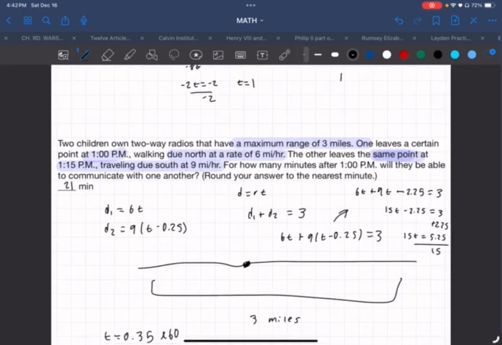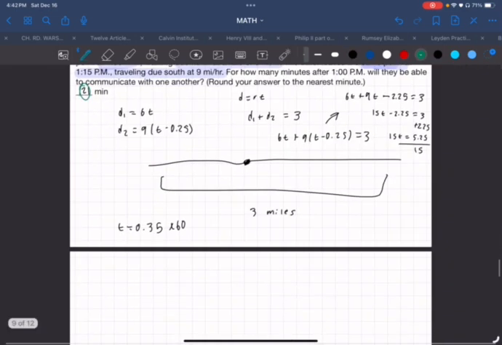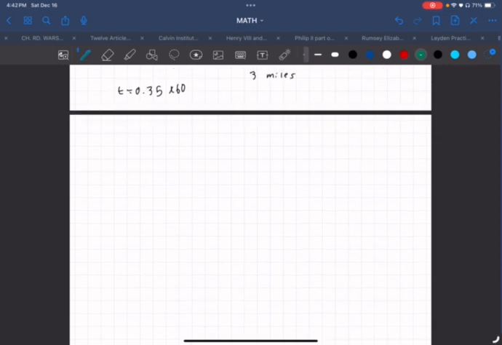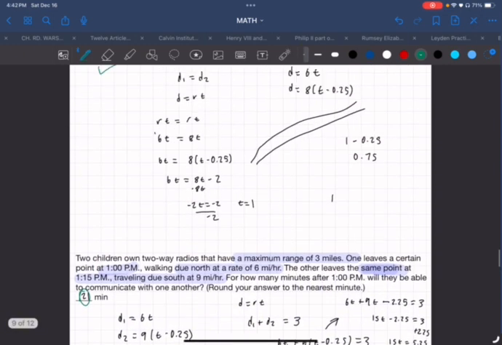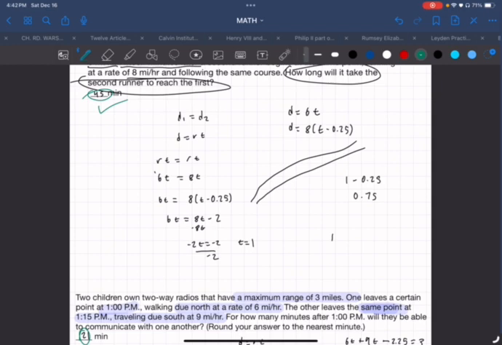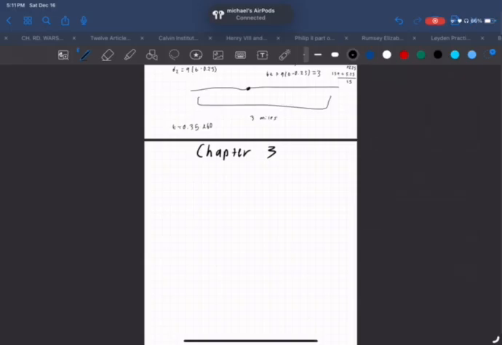Let's see if I got it right this time. I don't know if it's right. And it's right. Okay, so that's right. Let's see if there's more word problems. By the way, this is on the final review guide for chapter 2.